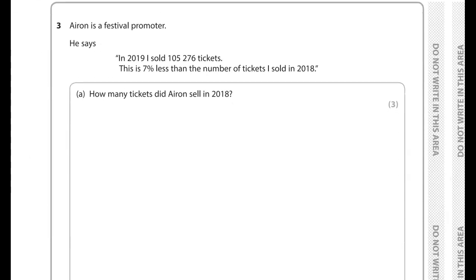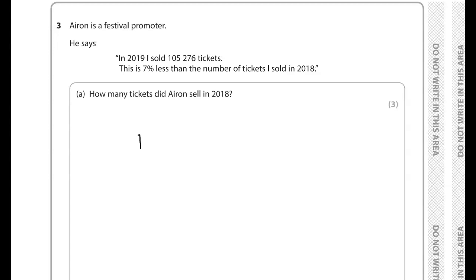Aaron is a festival promoter. He says, in 2019 I sold 105,276 tickets. This is 7% less than the number of tickets I sold in 2018. How many tickets did Aaron sell in 2018?